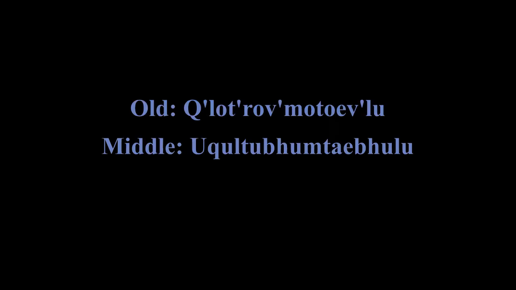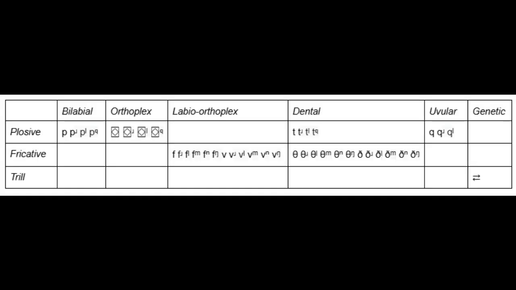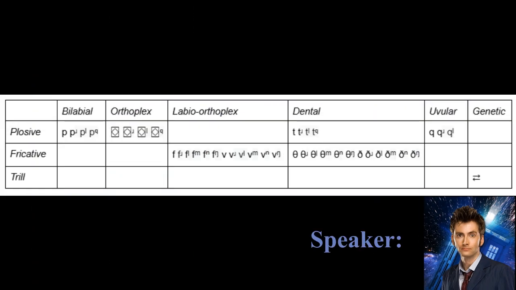The first thing you need to know is that Quatrammotile is actually two separate languages, sort of equivalent to Old and Middle English. The first one is called Quatrammotile, while the newer one is called Uncovesseltuxe, which, since I don't want to pronounce them that way throughout the entire video, I'll just call them Old and Middle Quatrammotile. For the consonants, I am going to put David Tennant in the corner. You'll see why in a bit.